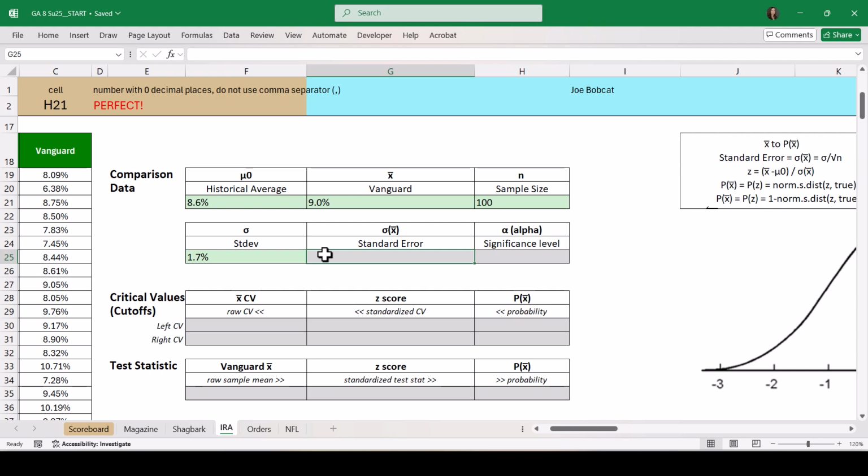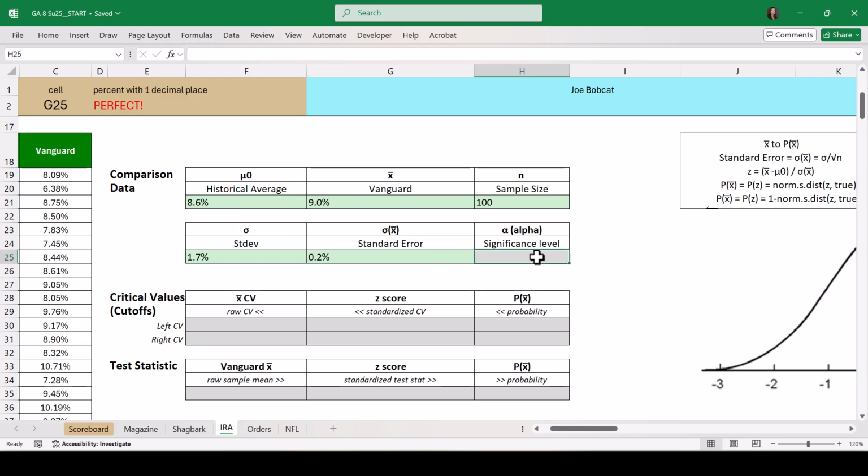Next, we can compute our standard error. This is the sampling error. So this is going to tell us, okay, if Vanguard's mean is really 8.6%, this is the expected variation that we would observe in a sample mean. So to compute the standard error or the sampling error, it is the population standard deviation divided by the square root of the sample size. And I got 0.2%. So on average, sample means are going to be about 0.2% away from this 8.6%.